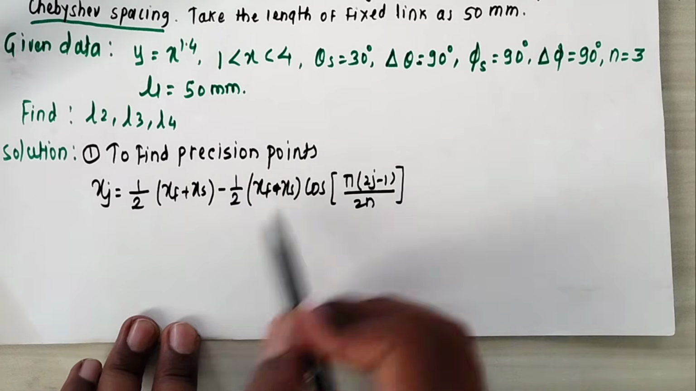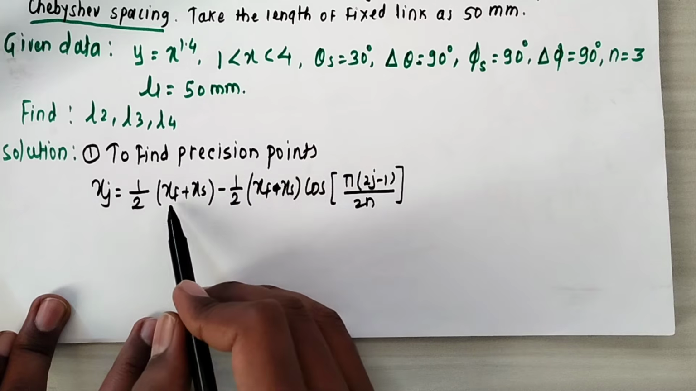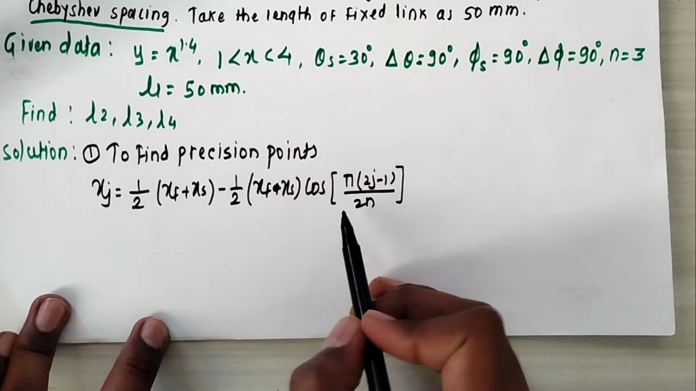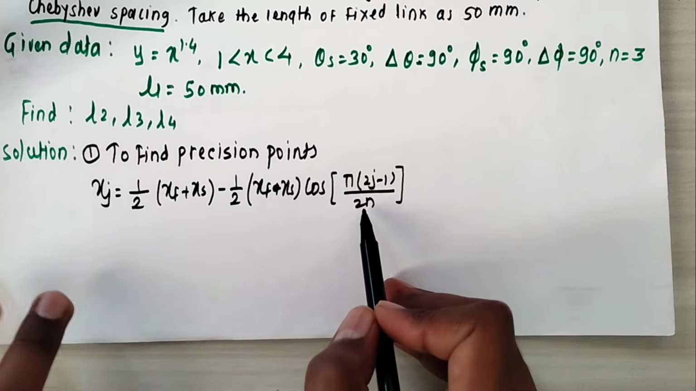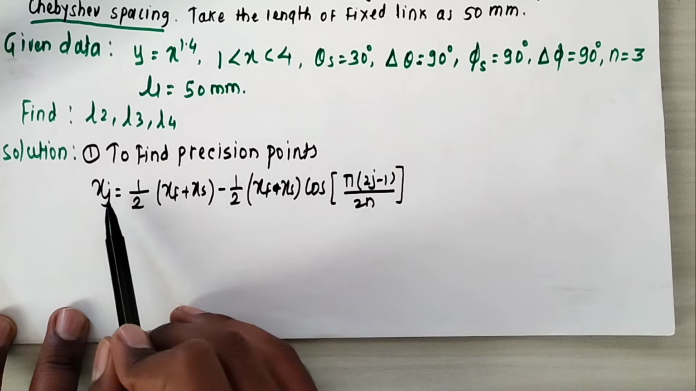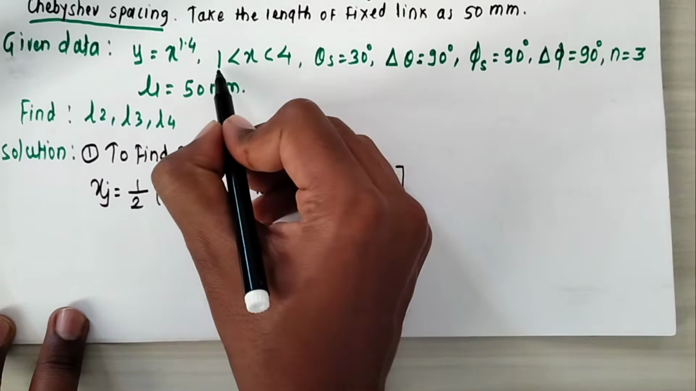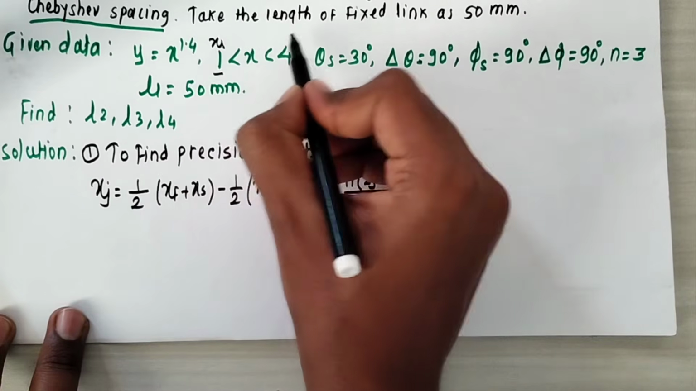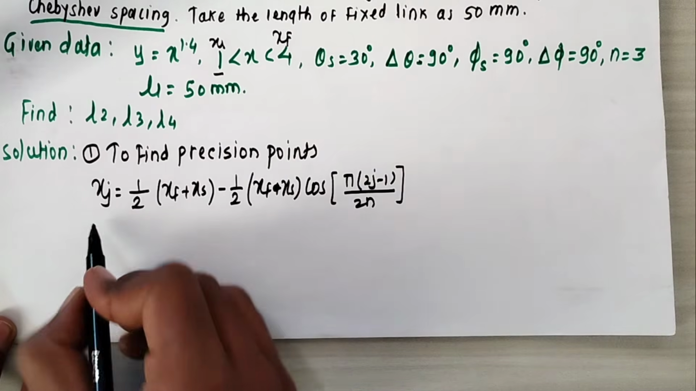If you observe this formula, we come to know that in order to find xj, what we require is the xf value, the xs value, and the number of precision positions, that is how much n is. As we know, n is equal to 3, j means we are finding 1, 2, 3, and xf and xs are known to you. From here, xs is 1 and xf is 4. So we'll use that to get x1.